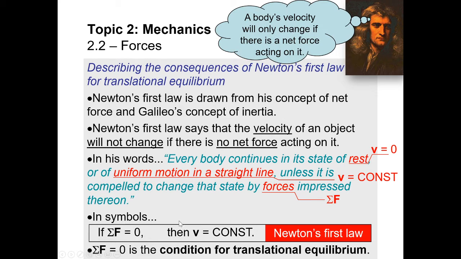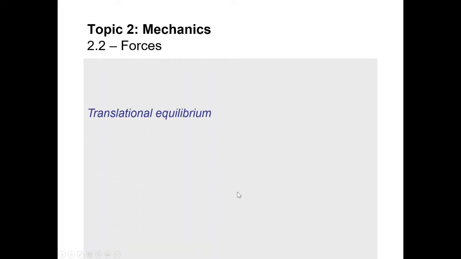So the sum of the forces equaling zero is what we call the condition for translational equilibrium. You've seen this word before, equilibrium. It means balance. Things are balanced. And in this case, we're looking at a balance of forces. Translational means the object is in motion.